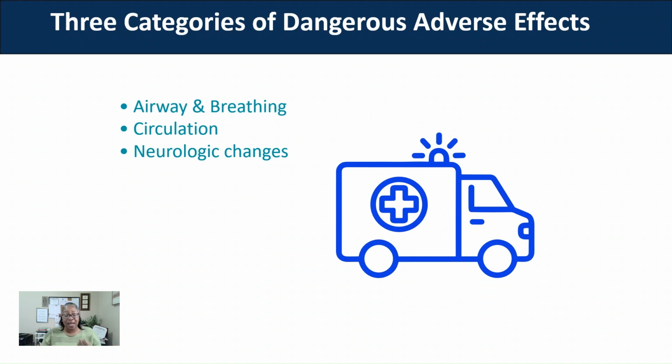Number one, airway and breathing. So you're looking for respiratory depression, bronchospasm, swelling of tongue or throat. Number two, circulation. You're looking for severe hypotension, bradycardia or tachycardia, bleeding. And then number three, neurologic changes. Patient sudden confusion, decreased level of consciousness, seizures. If an adverse effect affects airway, breathing, circulation, or level of consciousness, it is never benign. It is never normal. Ever, ever normal.